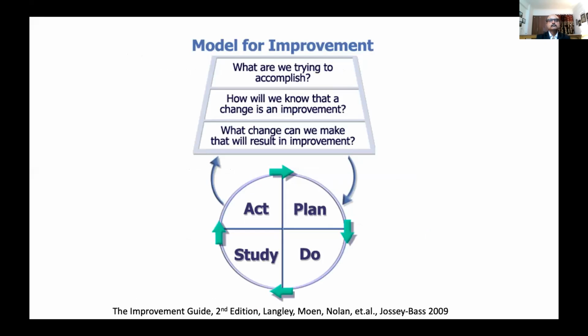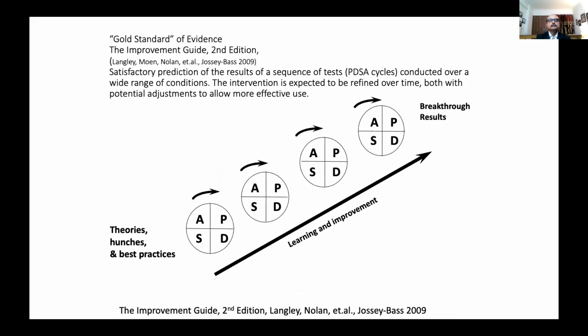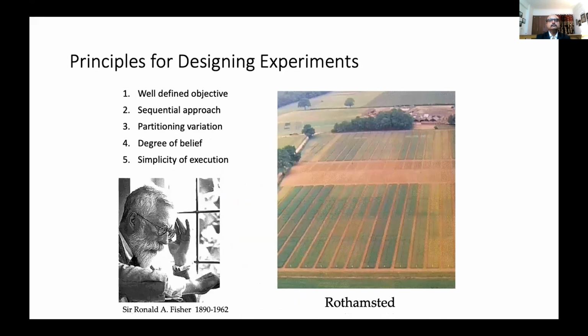Now we use the model for improvement that many of you are probably very familiar with. This is Nolan and Langley's work. What are we trying to accomplish? How will we know a change is an improvement? And what changes can we make that's an improvement? To move systems, we have to get very skilled at doing this. And we have to be able to run these PDSA cycles, simple plan, do, study, act cycles that are done over a series of time as we get to learn more and more, starting originally with hunches and theories and then getting to best practices to get breakthrough results.